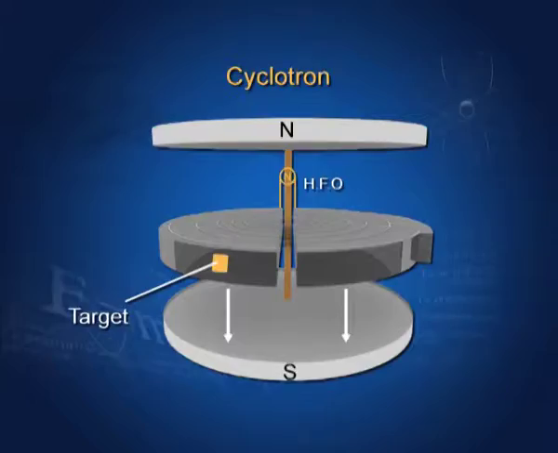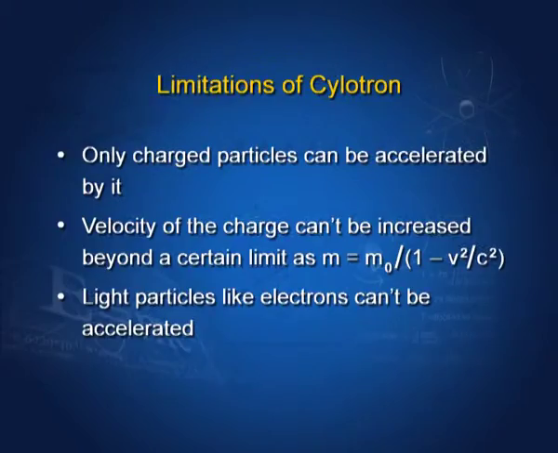As a result, the formula T equals pi m upon bq will not be constant. That means the charge will take longer time to come out in the gap. As a result, the synchronization of the motion of the charge and the frequency of the oscillator will not be there. Hence, there will be a situation when the charged particle, instead of increasing its velocity, will start decreasing its velocity. Next limitation: light particles like electrons cannot be accelerated with the help of this cyclotron.